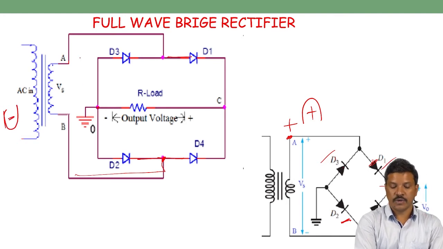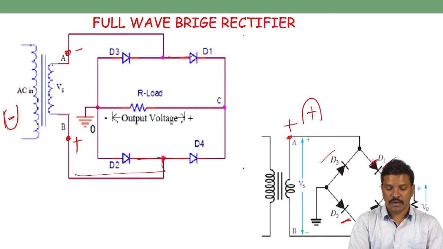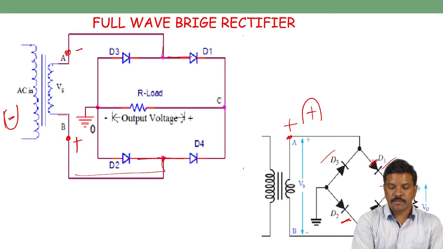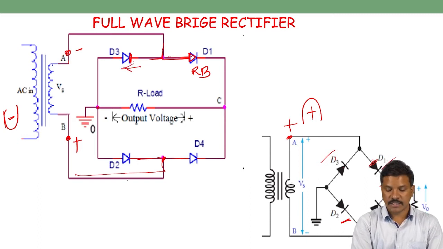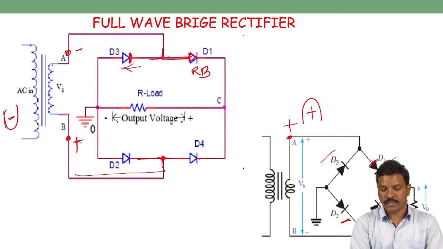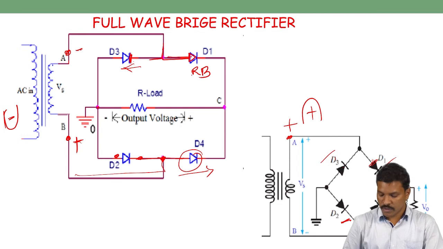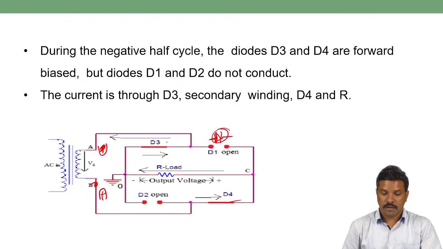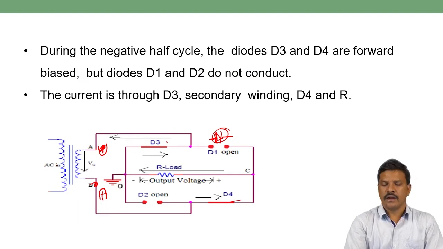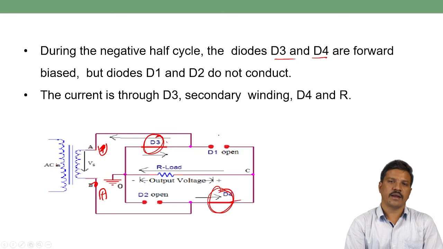During the negative half cycle of the AC input signal, there is negative potential at point A and positive potential at point B. The negative potential at point A makes the P type connected to it reverse biased, and the N type forward biased, so it will act as a short circuit. Similarly, the positive potential at this node makes D4 conducting and D2 not conducting. It will act as an open circuit. So during the negative half cycle, D3 and D4 are conducting and D1 and D2 are not conducting, open circuit.